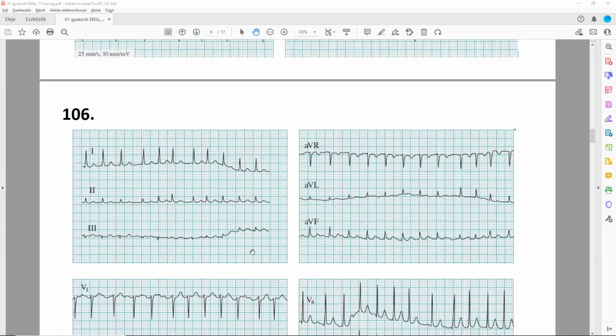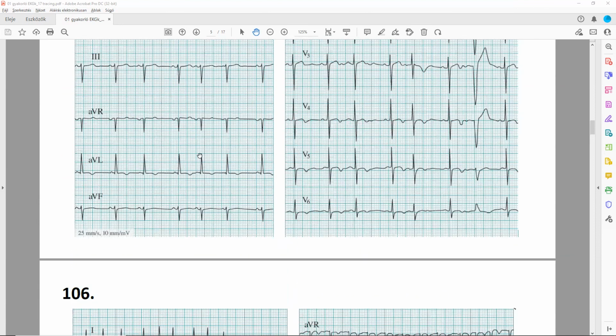Professor, so you would call that multifocal atrial premature beats, correct? Yes, as you can see, this is a multifocal atrial premature beats. Okay, yes.